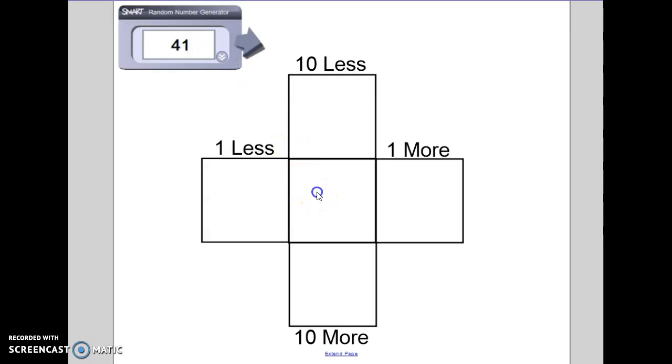Get our middle number, 41. What is 1 less than 41? 40. What's 1 more? 42. Look at your tens place. Take 1 ten away, and what do you have? You have 31. 31, 41. So 10 more must be 51.